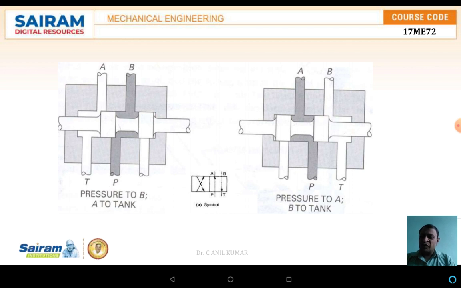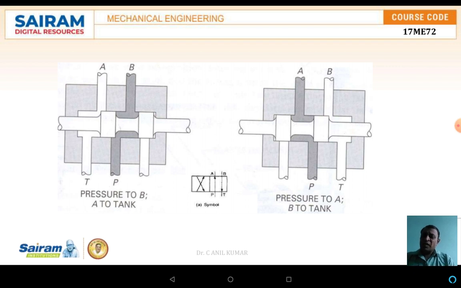open position. Once T to A is open, the fluid which has been actuated and from which the work has been extracted will flow backward from A to T, and then it will be passed to the tank, or it may be the reservoir.